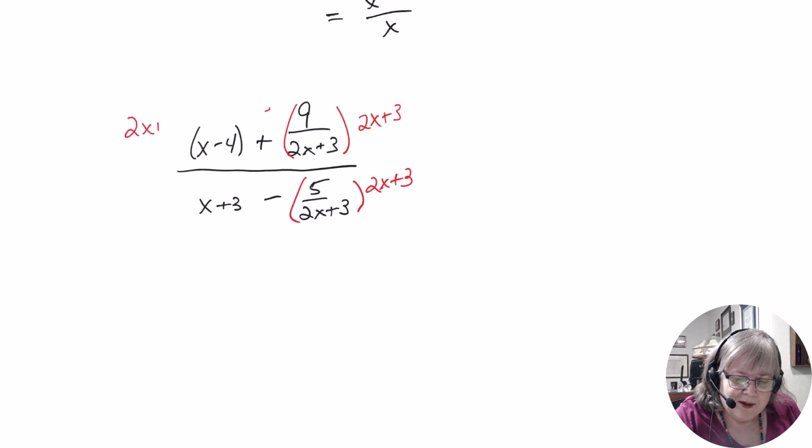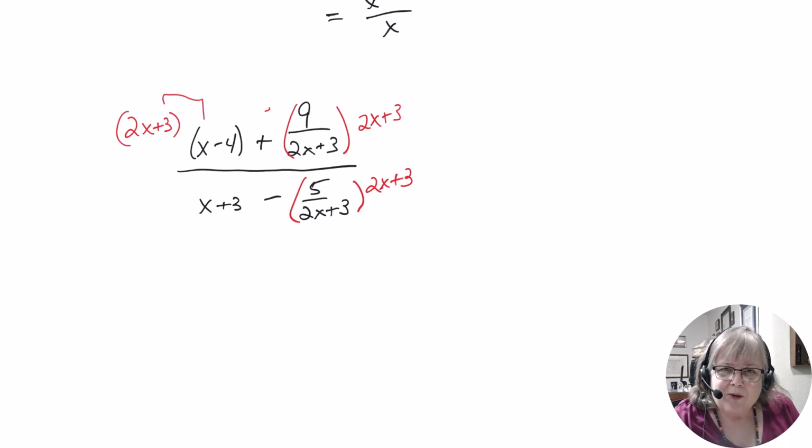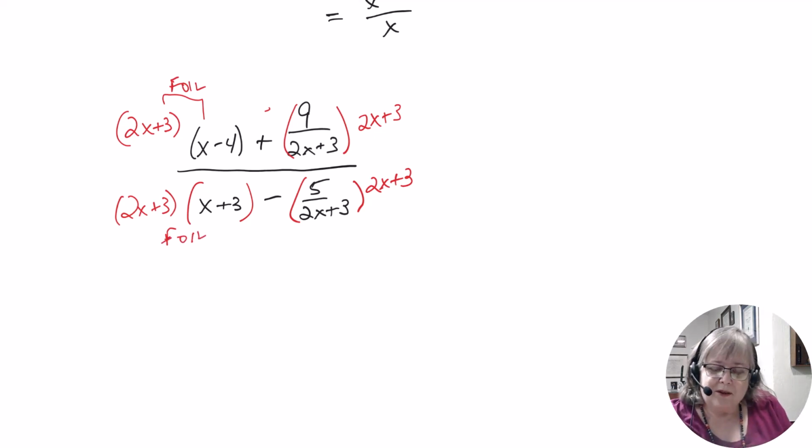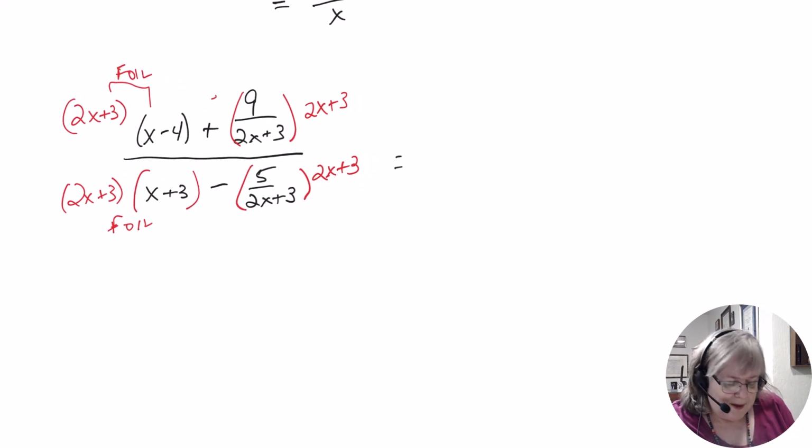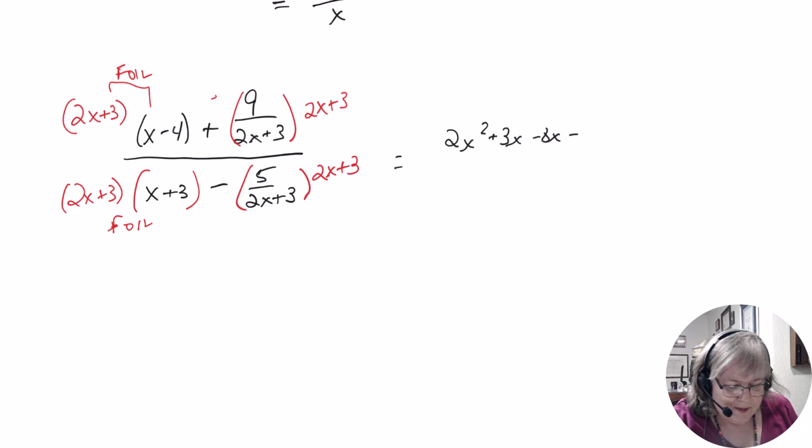So I'm going to multiply it using the distributive property like this, where you do the FOIL method. And if you don't like that, go back to the other way where you write 2x plus 3 down next to each one. And you're going to multiply this by 2x plus 3. So these are going to get multiplied using the FOIL method, or you can do them separately. Okay? So when you do this, 2x plus 3 times x minus 4 turns out to be 2x squared plus 3x minus 8x minus 12.